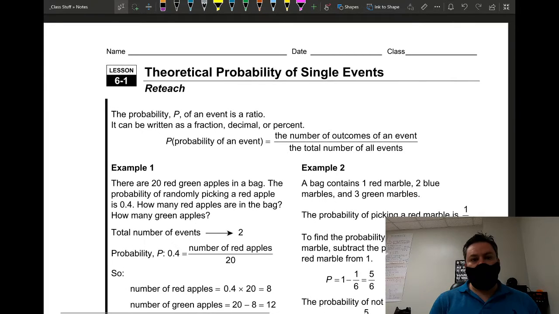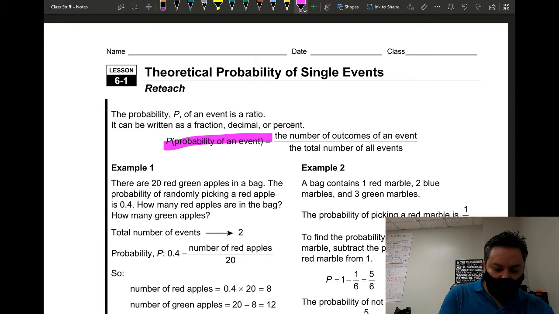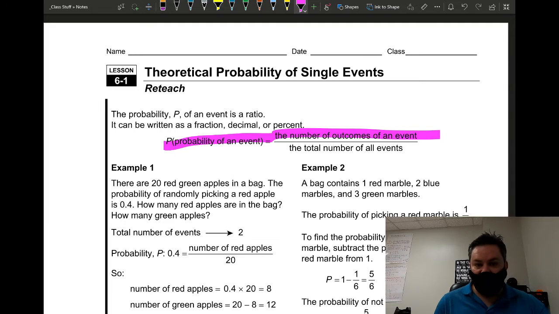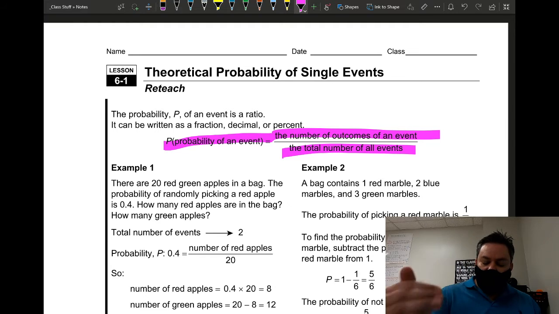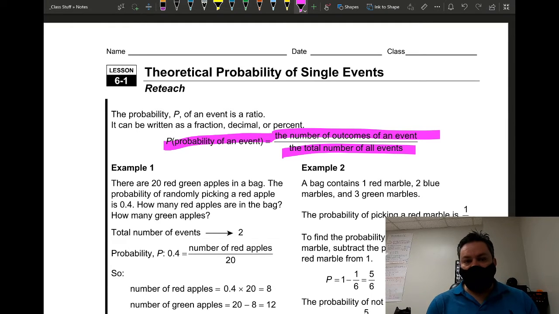Now, single events means you're going to be looking for the probability of just one thing, okay? And we have a formula. That formula says the probability of an event is going to be the number of outcomes of an event divided by the total number of all events. What does that mean? The top part, the number of outcomes of an event, is basically whatever you're looking for to happen.